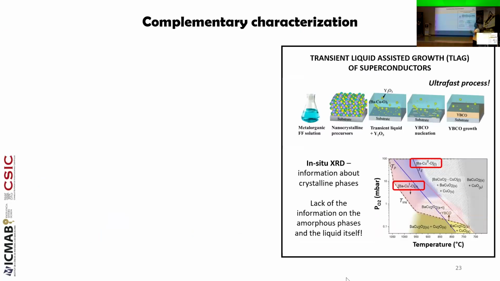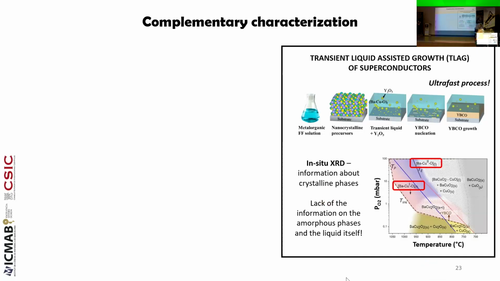So till now, I have shown you that in-situ X-ray diffraction gives us very nice information about the evolution of all crystalline phases during the TLAG process. And this is perfect. However, we were always conscious that we lack some information. And this is information about any amorphous phases that could be present during the process. And of course, the information about the liquid itself.